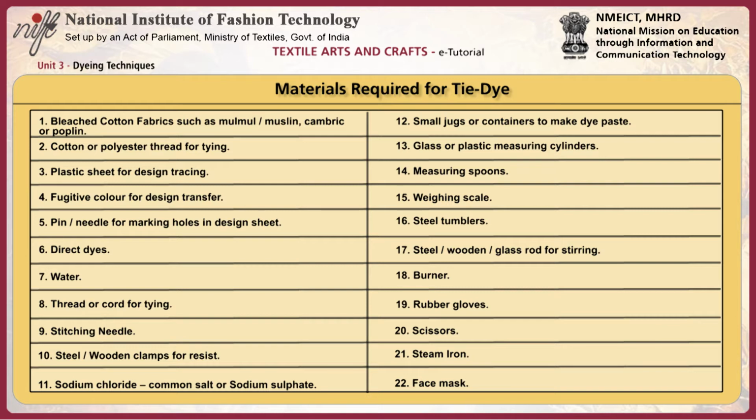Bleached cotton fabrics such as malmal or muslin, cambric or poplin, cotton or polyester thread for tying, plastic sheet for design tracing, fugitive color for design transfer, pin or needle for marking holes in design sheet, direct dyes, water, thread or cord for tying, stitching needle, steel or wooden clamps for resisting, sodium chloride or common salt or sodium sulfate, small jugs or containers to make dye paste, glass or plastic measuring cylinders, measuring spoons, weighing scale, steel tumblers, steel, wooden, glass rod for stirring, burner, rubber gloves, scissors, steam iron and a face mask.